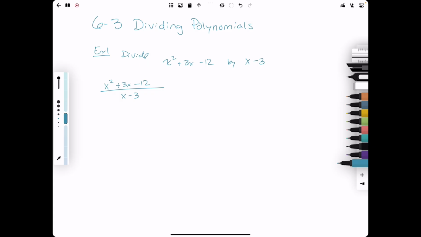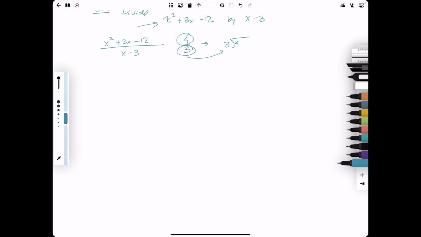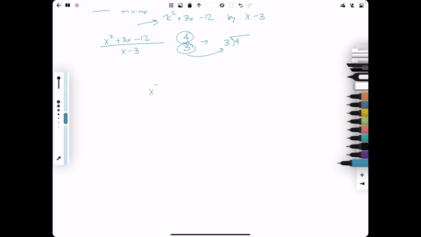If you're saying 4 over 3, you're saying 4 divided by 3, right? So the top number, the numerator, is the dividend. That's what you're dividing. And the bottom number, the denominator, is also called the divisor. So if we write what we're dividing in the swoopy thing, I would have x squared plus 3x minus 12 in my swoop, not a square root, and then dividing it by x minus 3.